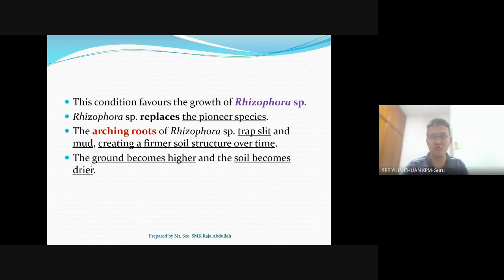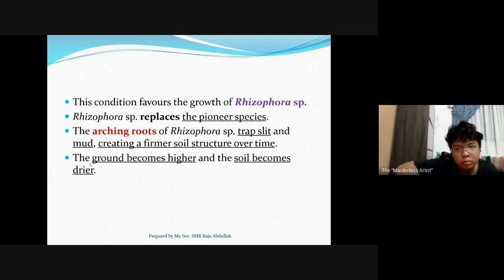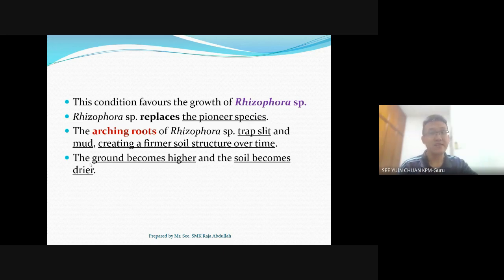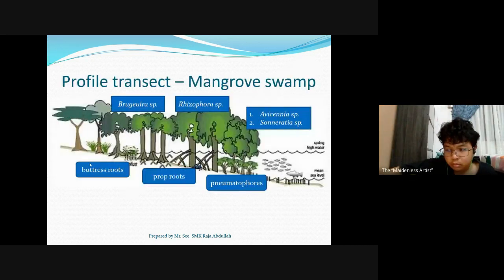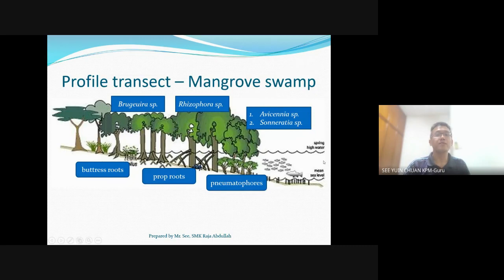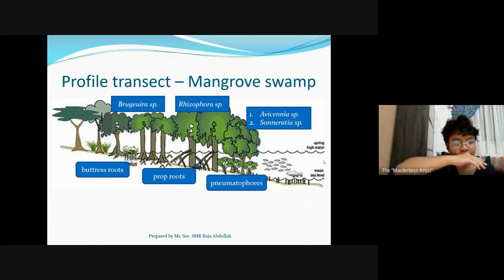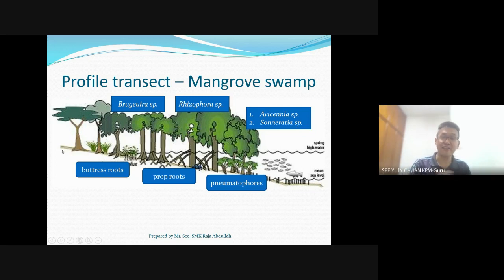And what is the purpose of learning all these things? You can see on the screen, as I mentioned also, because the soil becomes firmer and the ground becomes higher. So at the end of the day, all these will modify the soil and make it structurally stable. That's why you can see in the diagram here. Try to read the diagram from your right to the left. Do you notice that? Do you see the ground getting higher, firmer, more stable? Stabilize.